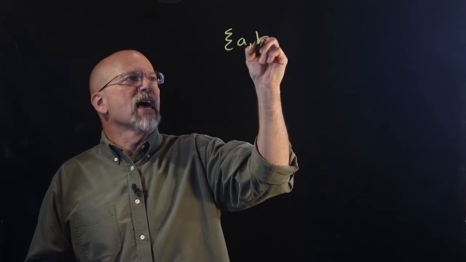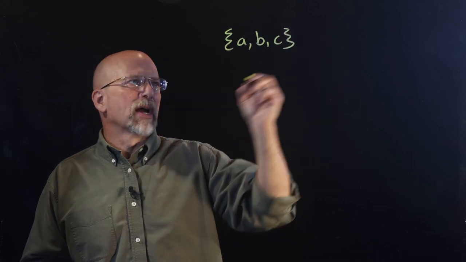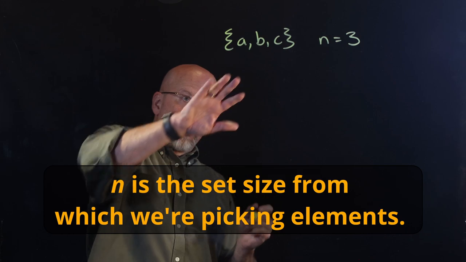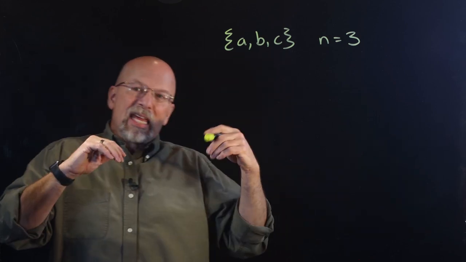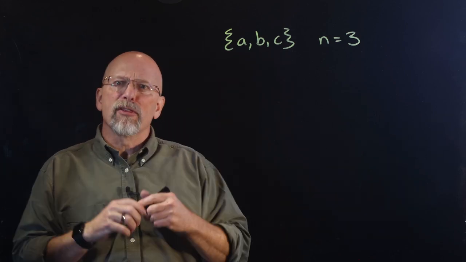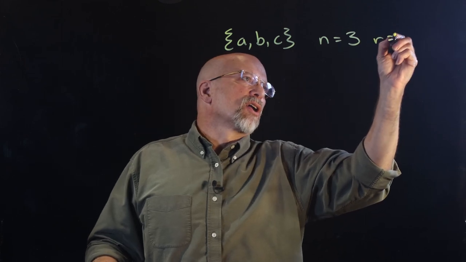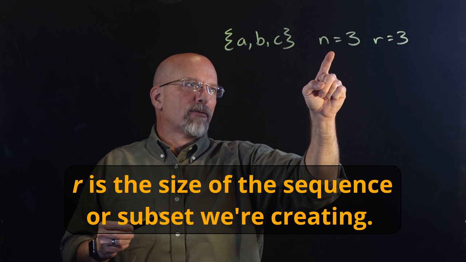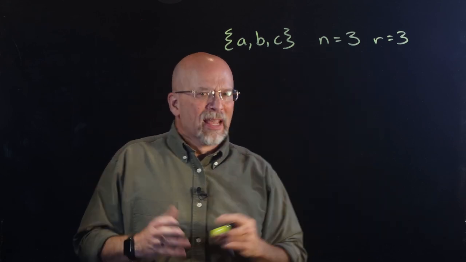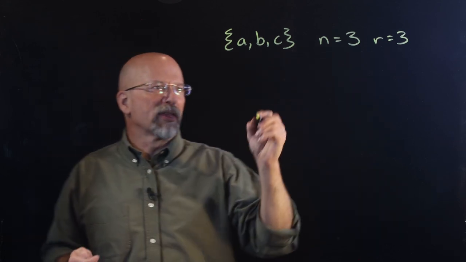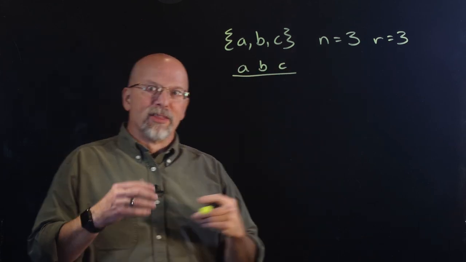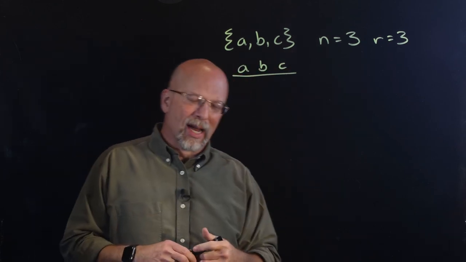Let's say I have a set A, B, and C. All right, so N is equal to 3. And let's say that I want to order those in a sequence of 3. So R is also equal to 3. So what I'm doing is I'm selecting 3 from a set of 3. And this may seem like a weird way to start things out, but hopefully it'll give us an idea of the number of ways that we can organize things.